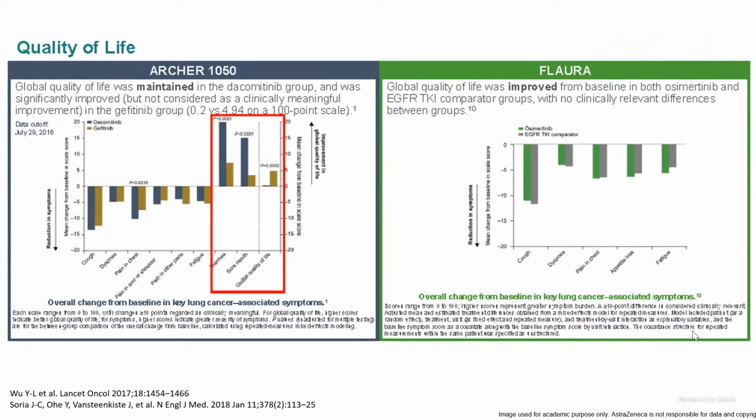And coming to osimertinib, the global quality of life was improved from baseline in both the osimertinib and EGFR TKI comparator groups, with no clinically relevant differences between groups. So here the parameters which were taken were cough, dyspnea, pain in chest, appetite, and fatigue. So here it was improved in both the arms.